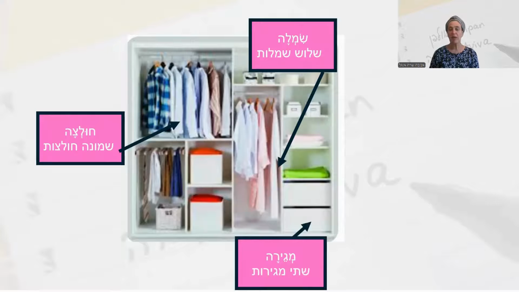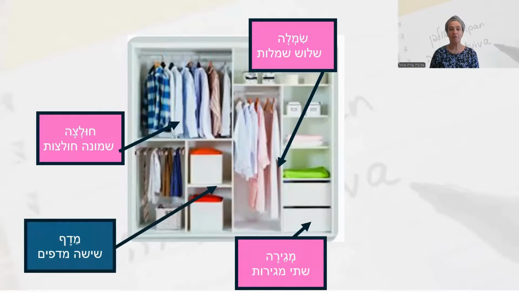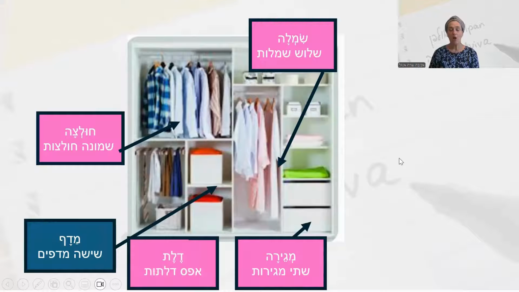We also have a megera, a drawer, feminine, and shtei megerot. Again, why shtei and not shtayim is in my video on numbers. We also have one madaf, and if you count all together, we have shisha madafim in our cupboard. Madaf, madafim, plural. We have, well, we don't have a delet. We have efes dlatot, 0 doors. But delet, dlatot, feminization, as you would expect it.